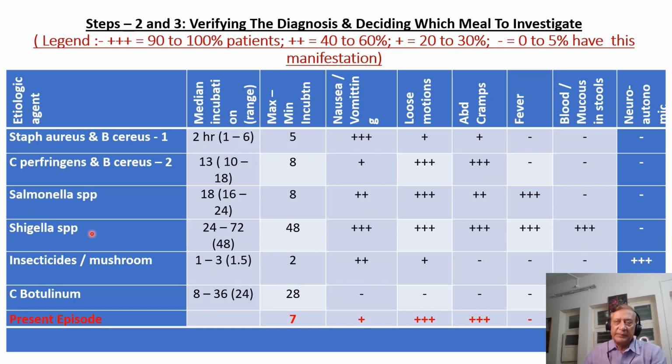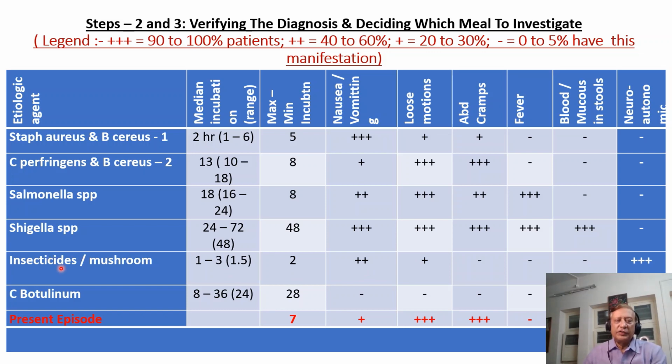Shigella sometimes causes food poisoning. The incubation period has a range of 24 to 72 hours with a median incubation of 48 hours. The nausea and vomiting is very marked. Again, loose motions are very marked. Abdominal cramps are very marked. Fever is very marked. And blood or mucus is also present in a large number of patients.